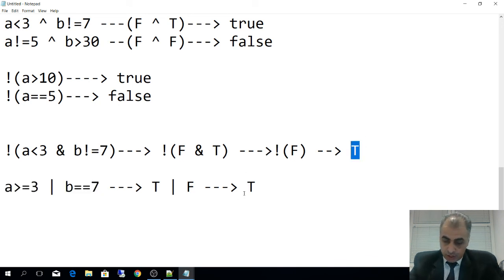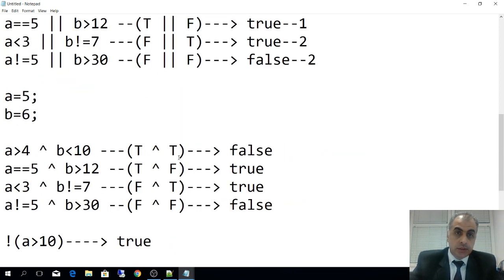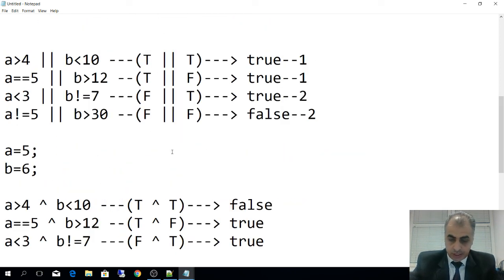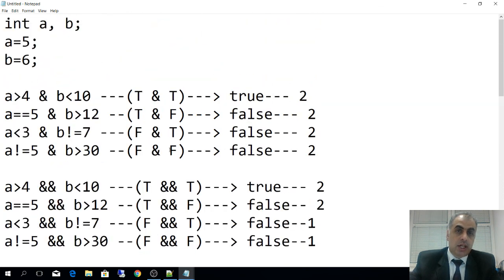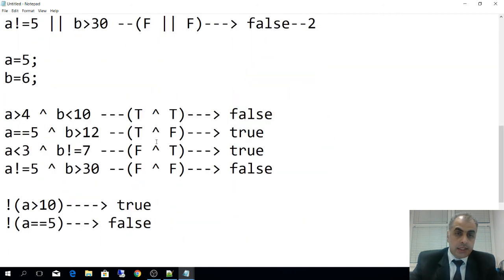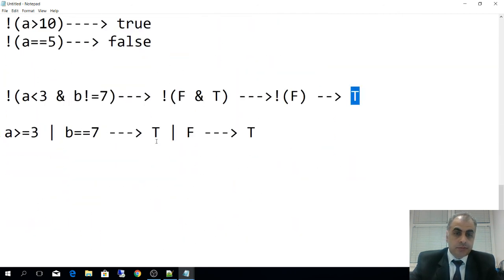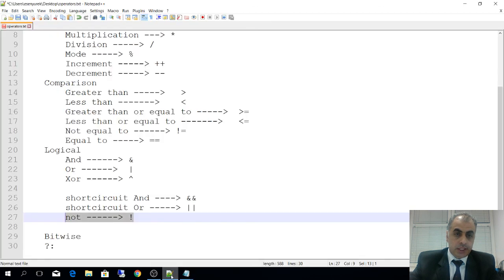Okay, so now we have discussed operators, logical operators, and how they work. You can just pause the video and repeat everything again if you would like to. And our next step is going to be the bitwise operator.